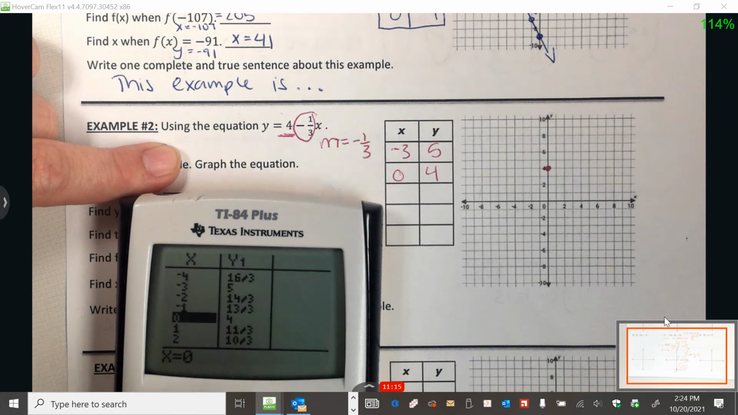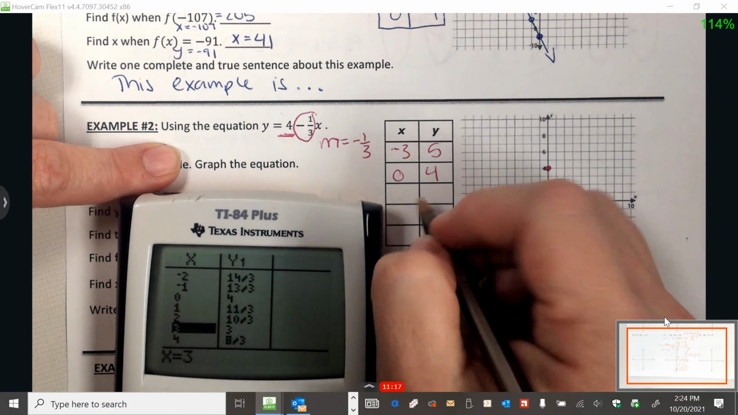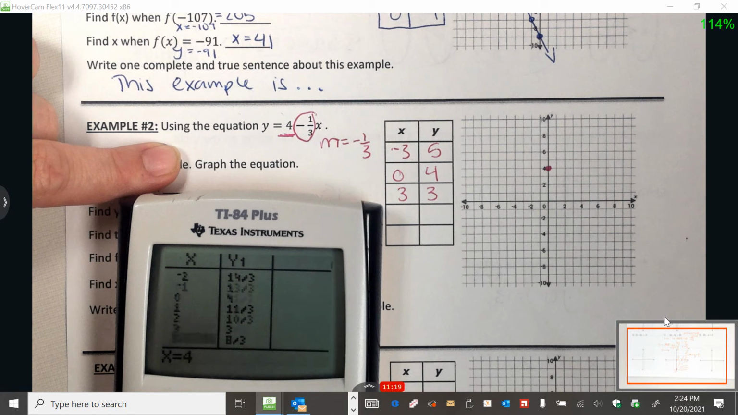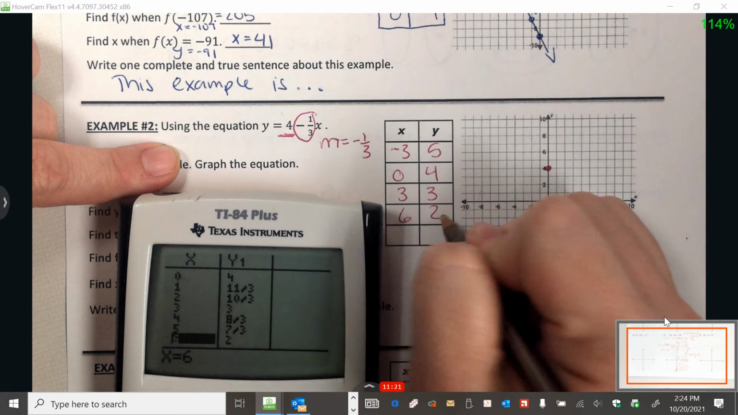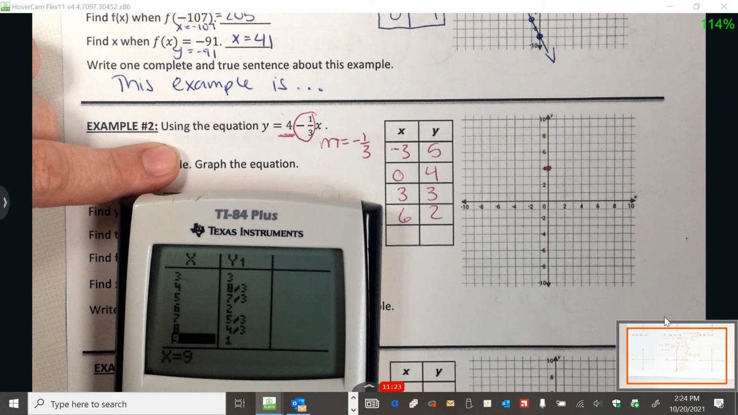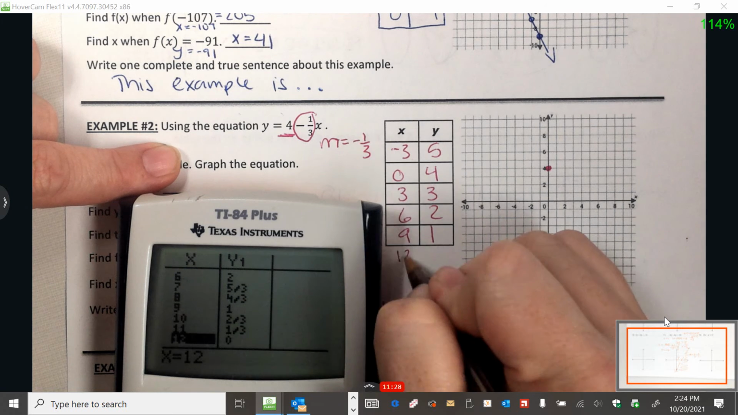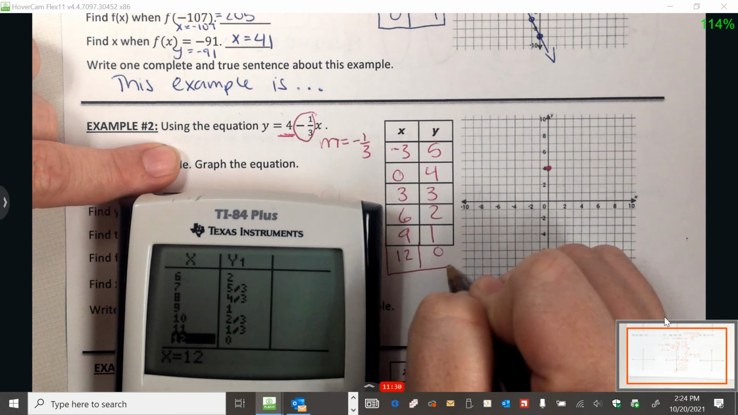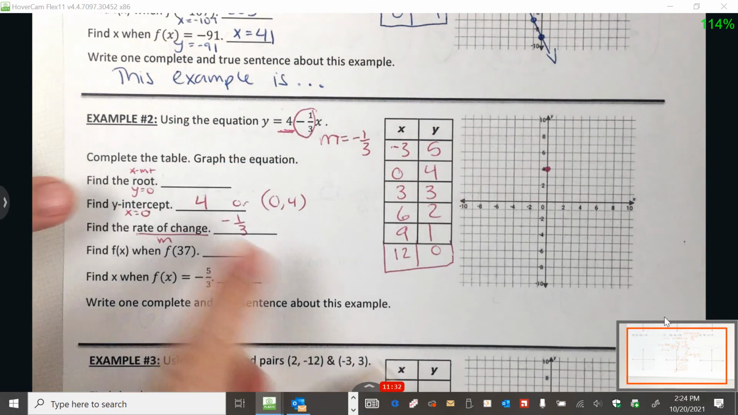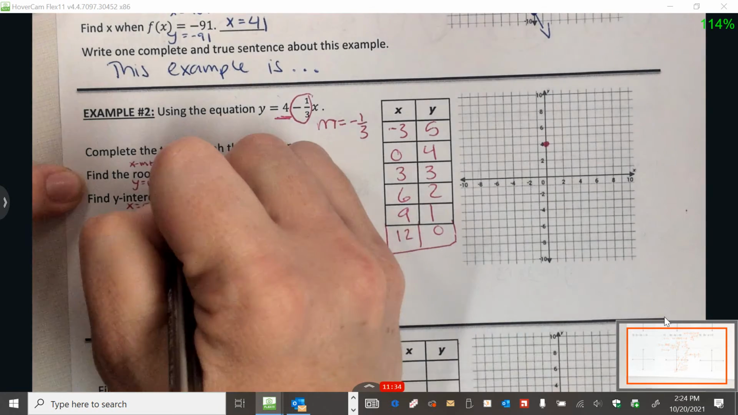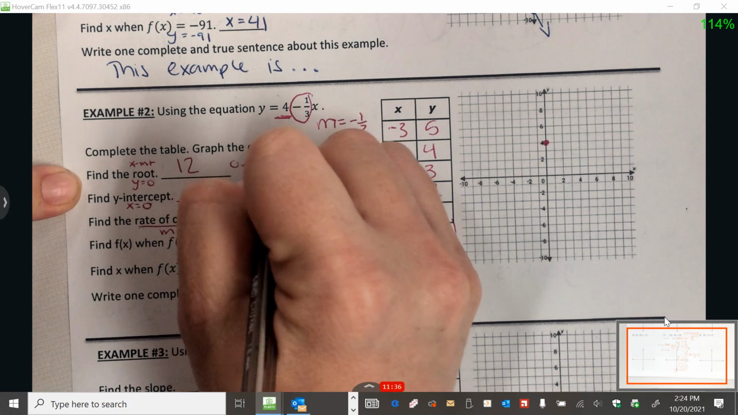0, 4; 3, 3; 6, 2; 9, 1. I'm going to keep going. And it gets me to 12, 0, which I cannot plot because this does not go to 12. But I needed to know that because that's my x-intercept. So 12, or 12, 0.